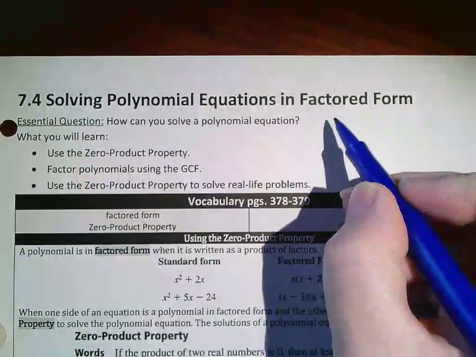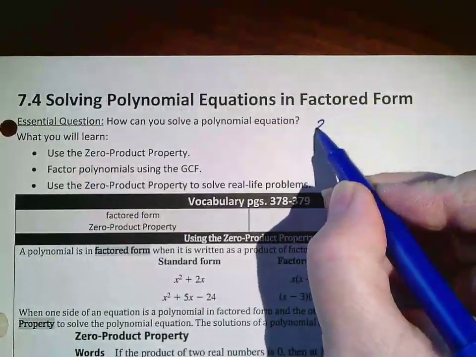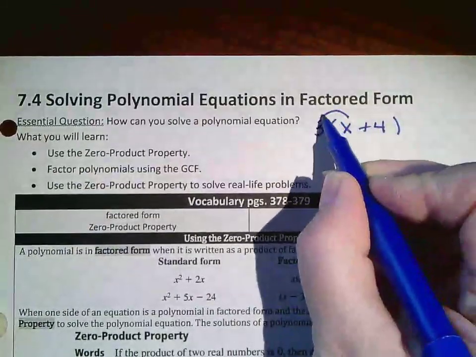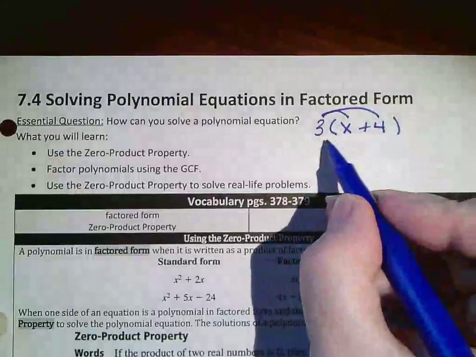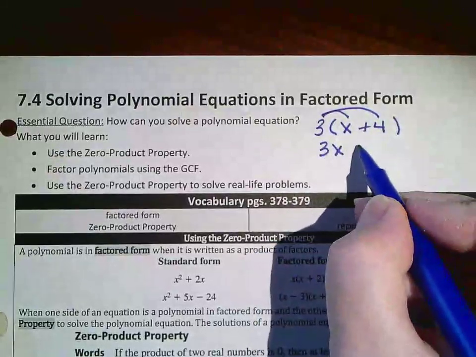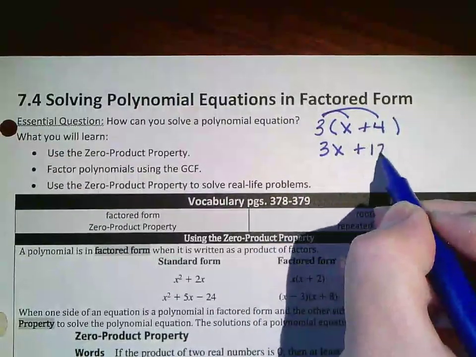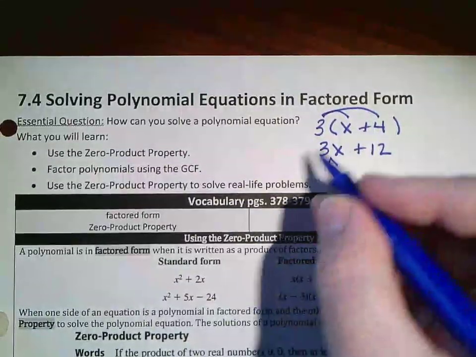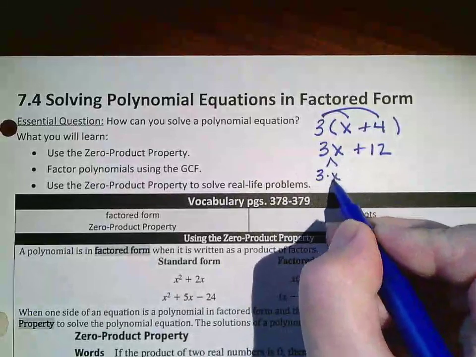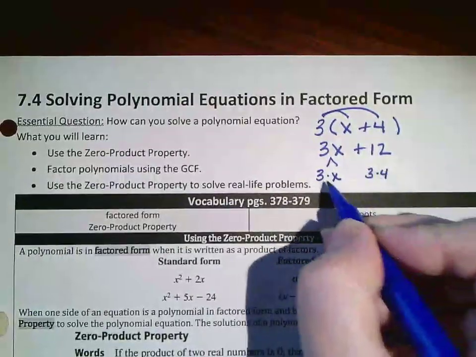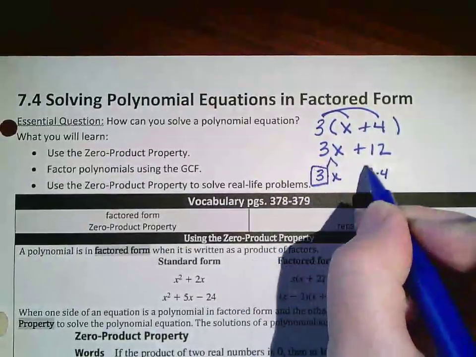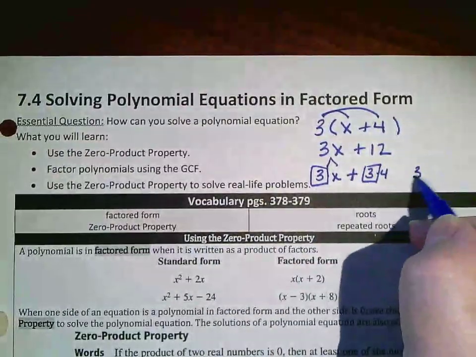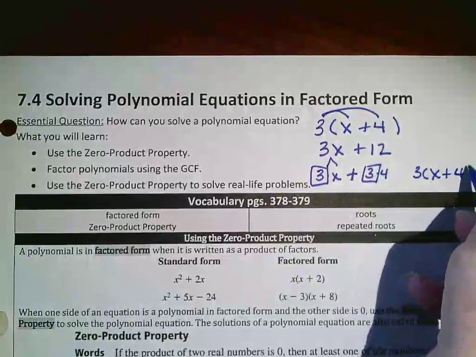So let's take distribution, for example. If you have 3 times x plus 4, you know that you distribute by multiplying 3 times x and 3 times 4, and you get your answer. Well, factoring is taking something and pulling it out. So this is 3 times x, and this is 3 times 4. Look for what they have in common and pull it out. And then you end up with 3 times x plus 4.